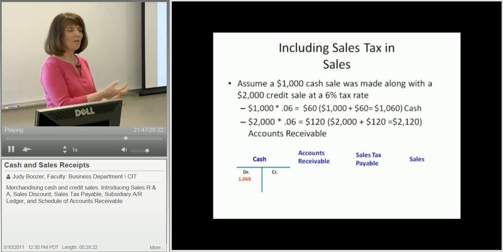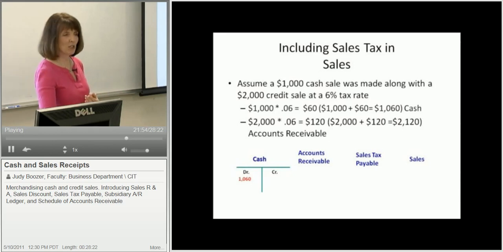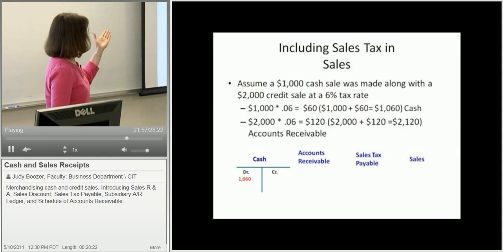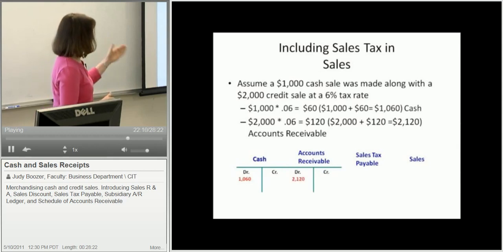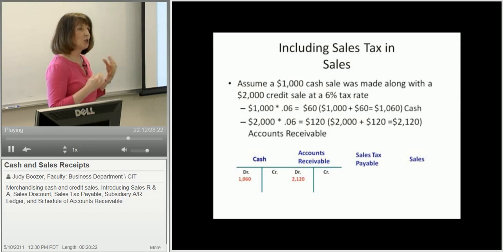Right. One of them is a cash receipt. So we're going to receive cash for part of it. So we're going to debit cash for the $1,000 plus the sales tax that we collected, because whenever you have a cash sale, you have to collect the tax right then. How about accounts receivable? What are we going to show? 2120, good. The $2,000 charge purchase plus the tax that's associated with that $2,000, so 2120.